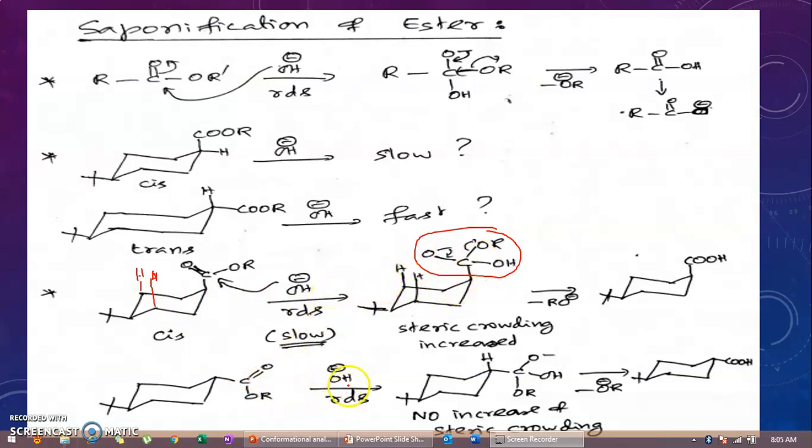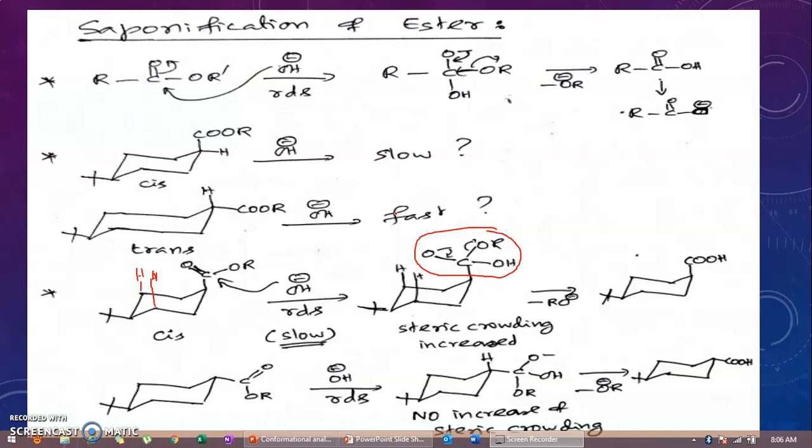Whereas here, even when OH minus attacks the carbonyl carbon, since this group is present in the equatorial position, steric crowding remains as such, or there is no big steric crowding that makes the conformer less stable. Are you able to understand? So in this reaction, with the trans isomer, the reaction occurs comfortably, in a faster manner. Are you clear? So the cis isomer undergoes saponification slowly, whereas the trans isomer undergoes the same reaction in a faster manner.